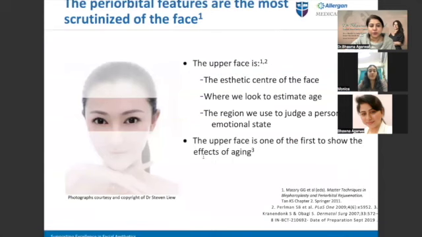Right. So now the upper face is mostly judged and scrutinized because, first of all, whenever you talk to someone, it is your upper half of the face that you're looking at. Looking at eyes, and then indirectly it is the forehead also. So it is the aesthetic center of the face, and it is the area where your age gets reflected. You can estimate the age of a person just by looking at their eyes and their forehead and the quality of the skin. And it is the region we use to judge a person's emotional state also.